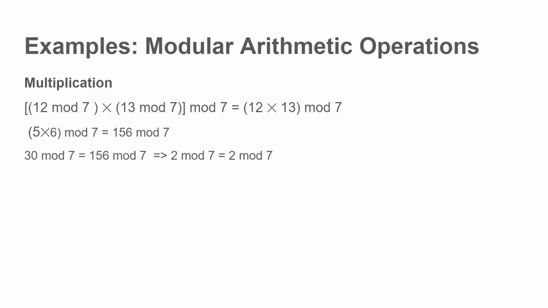So the thing with these modular arithmetic operations is that the right hand side is somewhat difficult to compute, so it can be reduced to the left hand side, which is somewhat easier to calculate. So with this, I conclude this session.